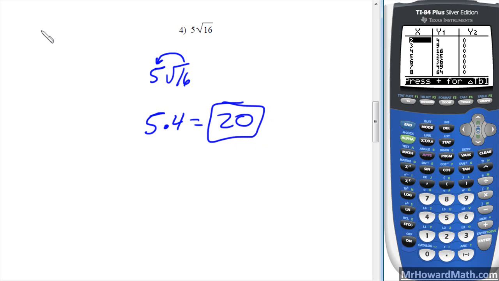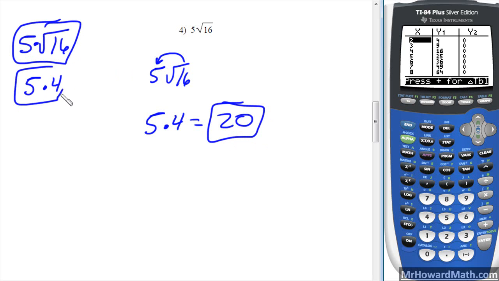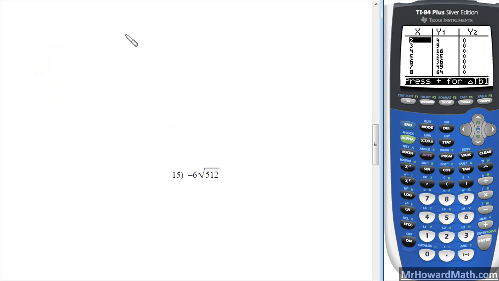So for clarification of what's happening, we are starting with this, 5 times the square root of 16. The square root of 16 is 4, so we have this, 5 times 4. This is equivalent to this, so our final answer is 5 times 4 is 20. That's what's happening there. Okay, one additional example, 3 square root of 18.